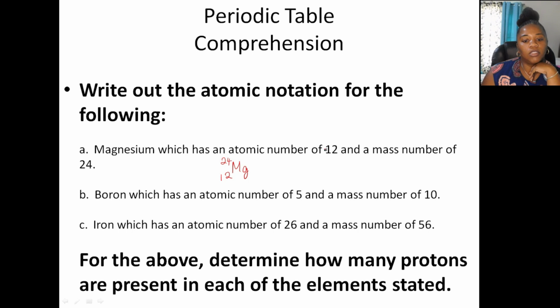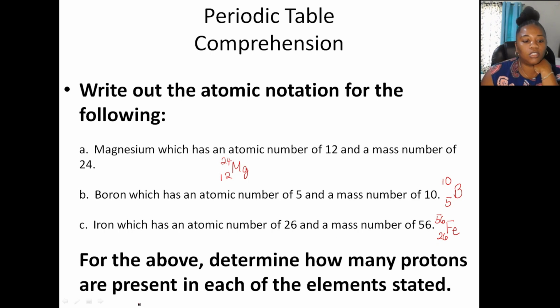Boron, which has an atomic number of 5 and a mass number of 10. So we're going to say boron. We're going to put 10 on top here and 5 at the bottom. And iron, which has an atomic number of 26 and a mass number of 56. So we have iron, 56 on the top and 26 at the bottom.